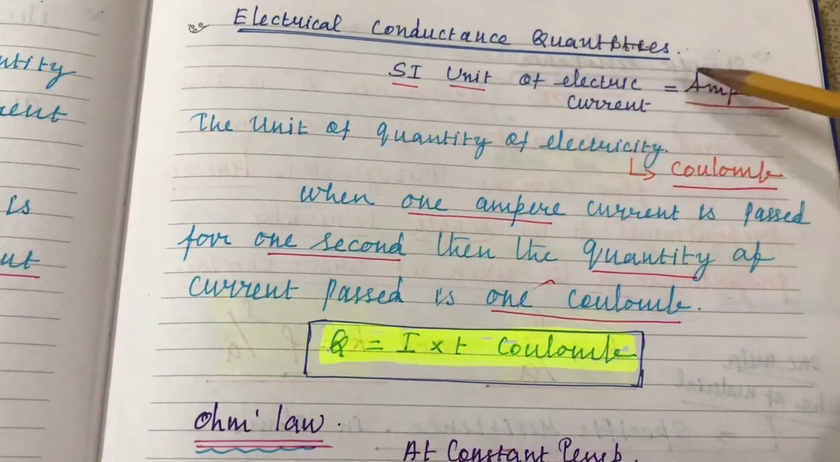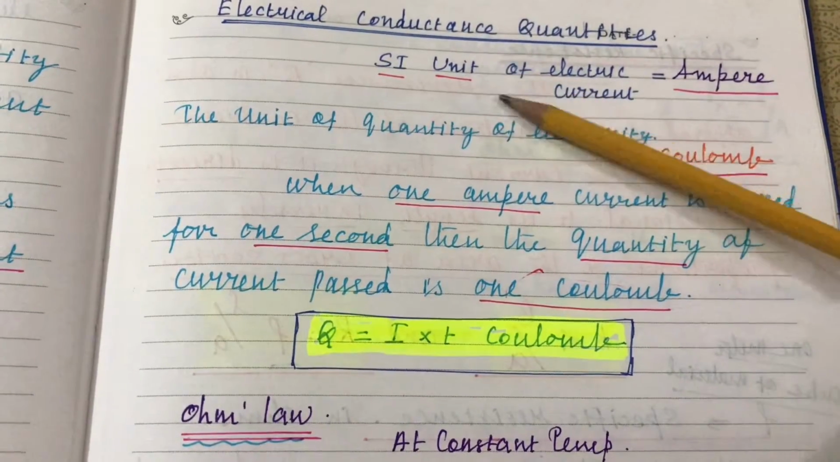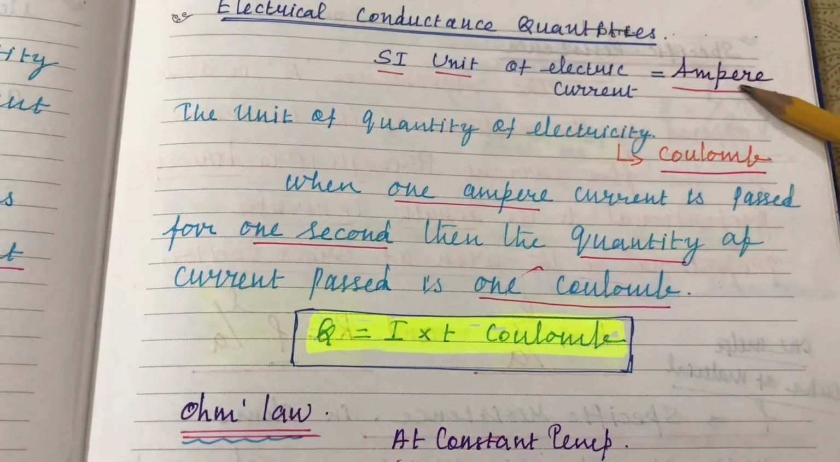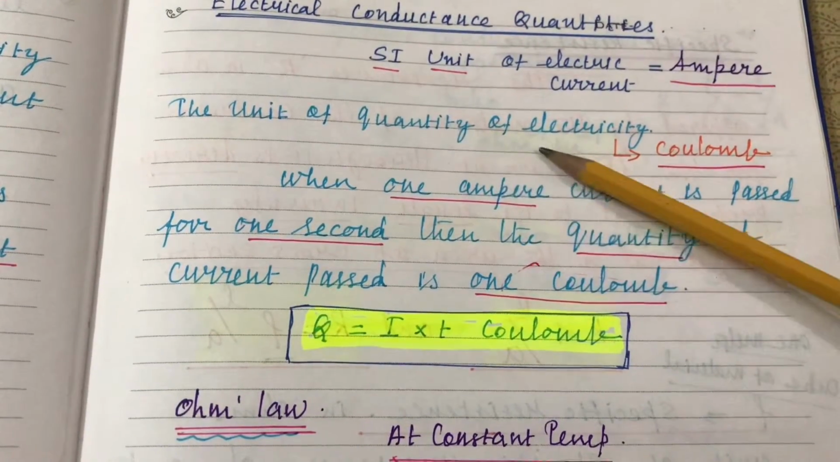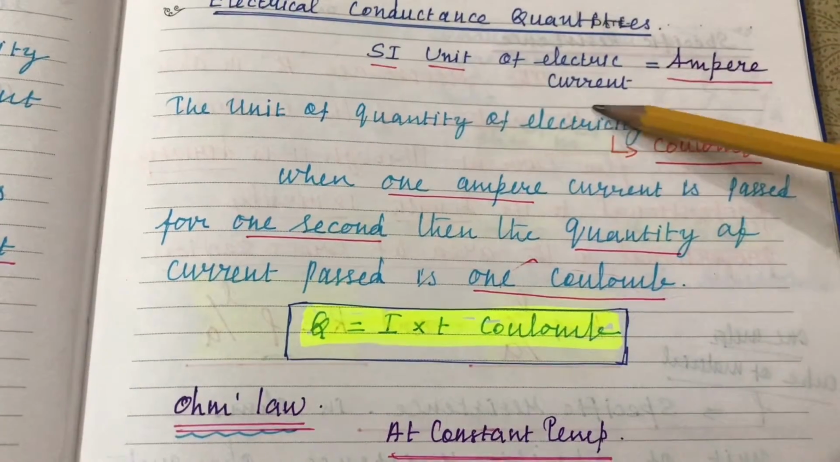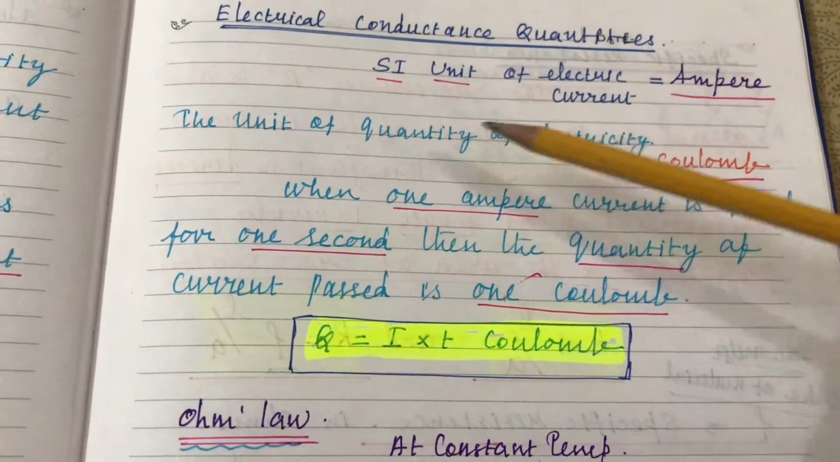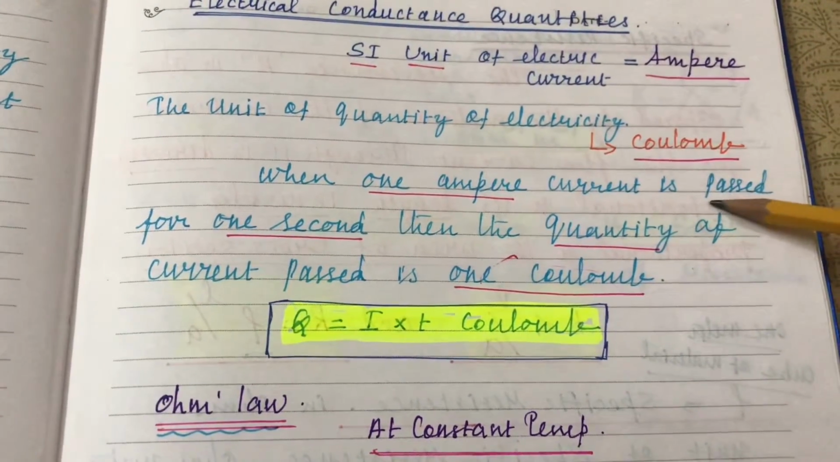Electrical conductance quantities. What is ampere? The SI unit of electric current is ampere. What is coulomb? The unit of quantity of electricity is coulomb. The unit of quantity of electricity is measured in terms of coulomb.